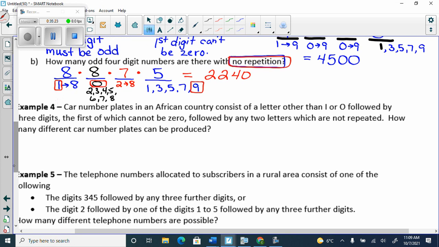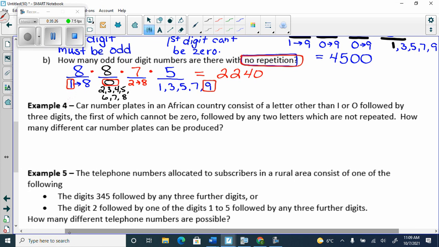Okay. Example 4. Car number plates in an African country consist of a letter other than I or O. So a letter other than I or O. So I just go I, O, and slash through them because I'm just being lazy and I don't want to write A, B, C, D, E, F, G, H, J, K, L, M, N, P, Q, R, S, T, Z. Like, I don't want to list 24. Now the reason why people usually get this one wrong is because they forget there's 26 letters in an alphabet. If you forget, please count with your fingers. I don't really care. But don't put the wrong number. That would stink. Okay? So that's a restriction.